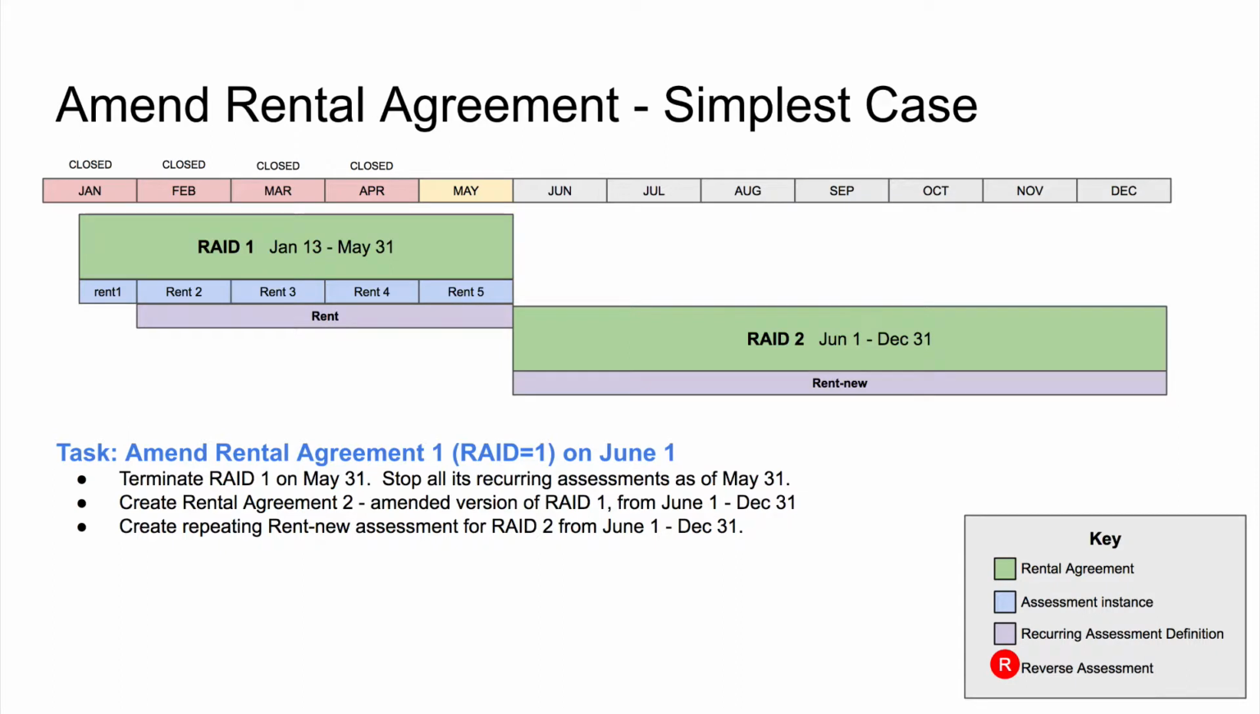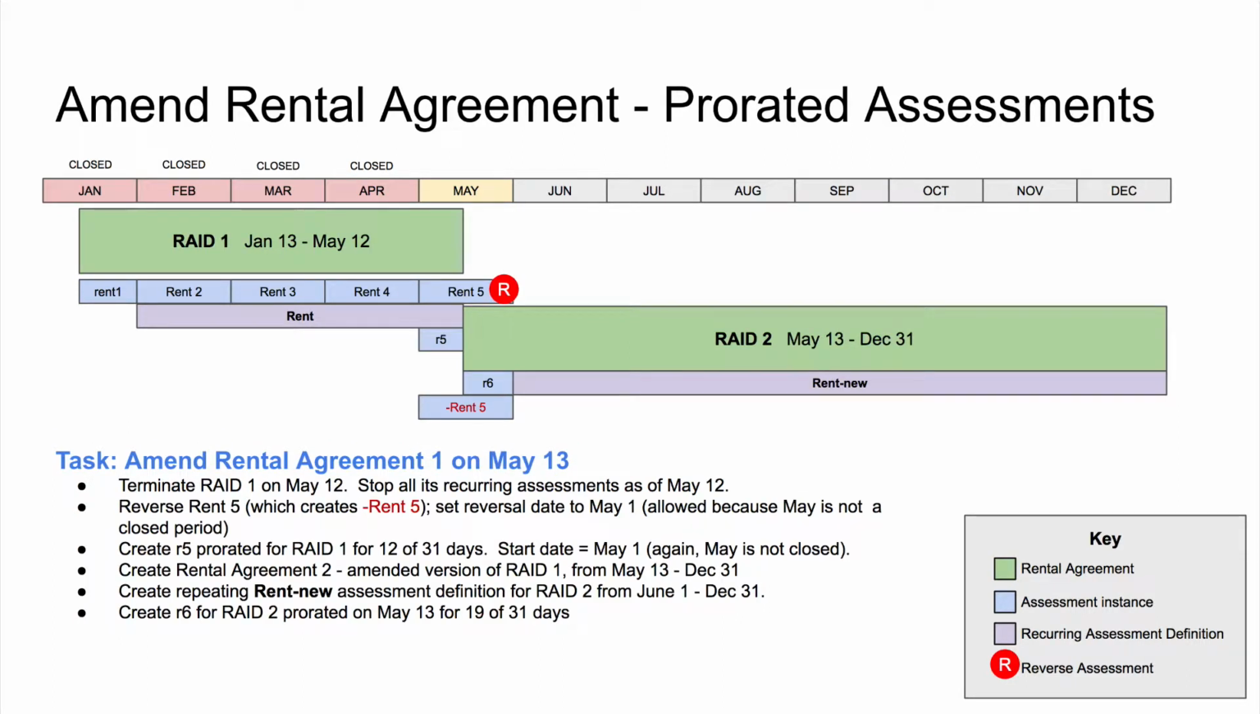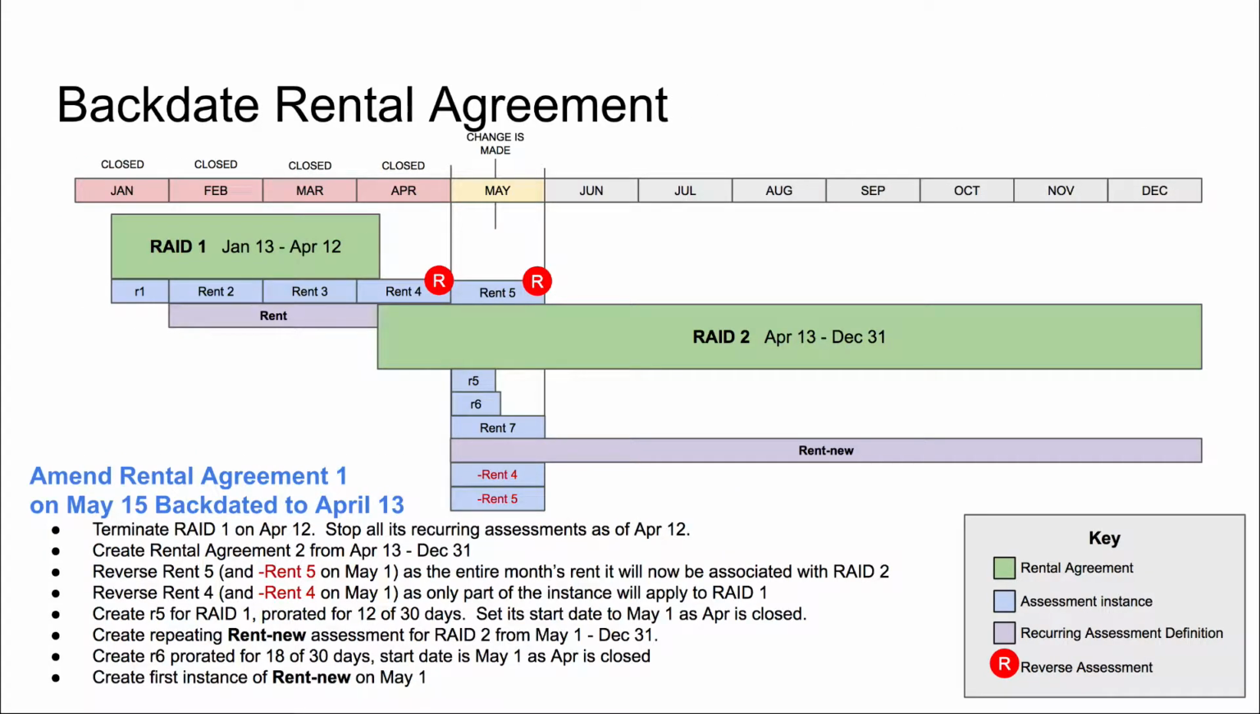Now let's change it up a bit. Let's assume that we had to make this change on May 13th, that we couldn't let it wait till June 1st. Well, in this case, we'll have to reverse some things, because on the 1st of May, we created rent 5, which is being charged against RAID 1. And so if we have to split between RAID 1 and RAID 2 in May, we're going to need a prorated assessment that applies to RAID 1, and we'll need another prorated assessment that applies to RAID 2. So we reverse rent 5, and we create the two prorated assessments, little r5 and little r6, and that takes care of it.